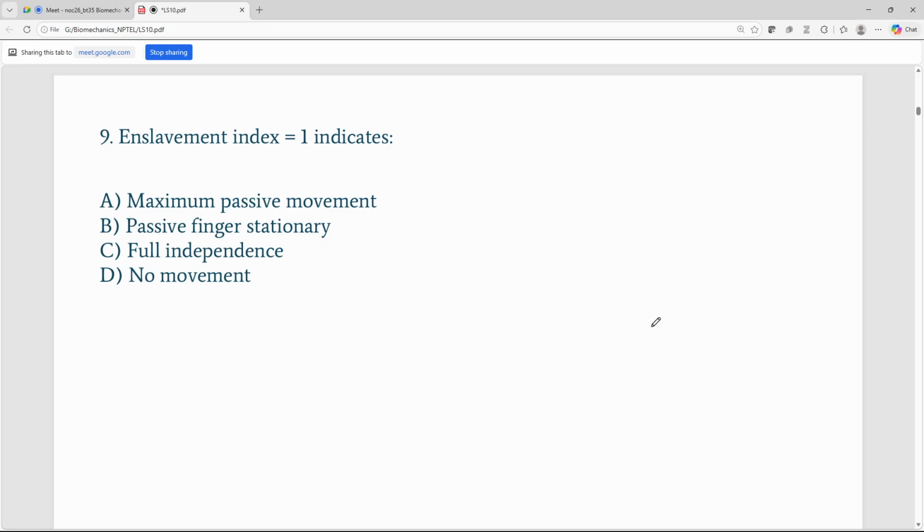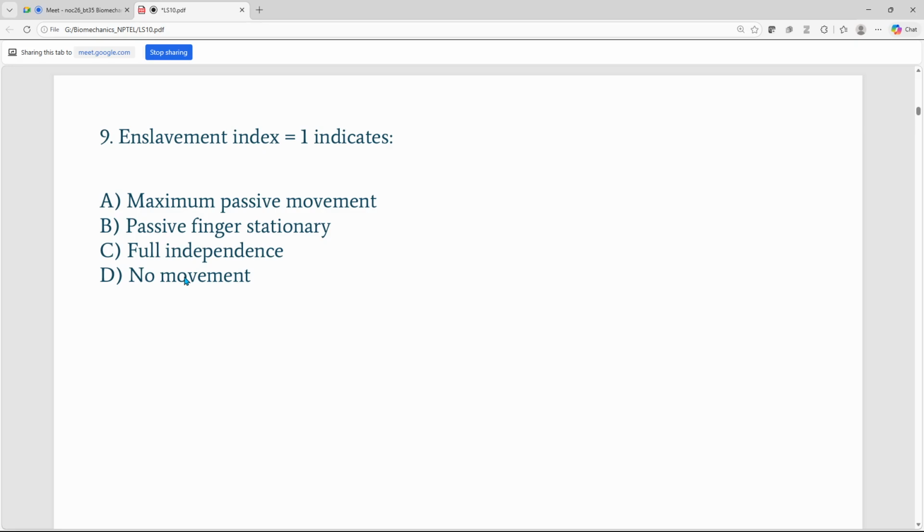What does an enslavement index of 1 indicate? Options are option A, maximum passive movement. Option B, passive finger stationarity. Option C, full independence. Option D, no movement.